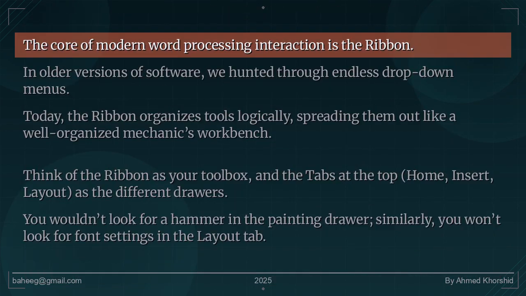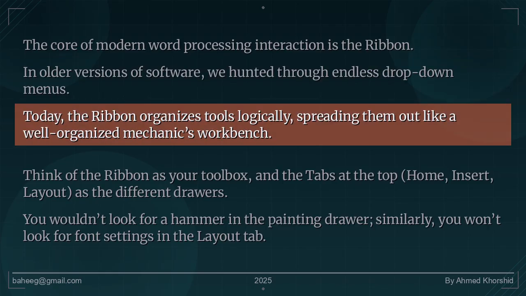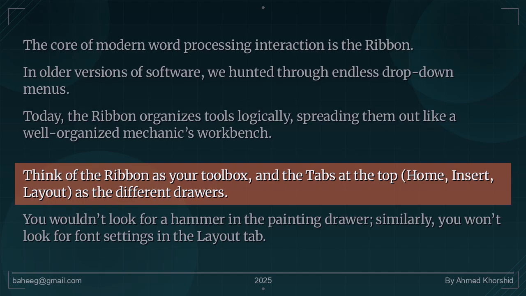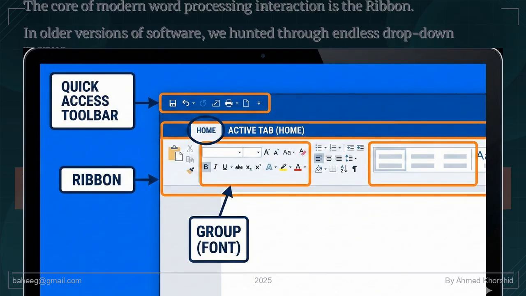The core of modern word processing interaction is the ribbon. In older versions of software, we hunted through endless drop-down menus. Today, the ribbon organizes tools logically, spreading them out like a well-organized mechanic's workbench. Think of the ribbon as your toolbox, and the tabs at the top, Home, Insert, Layout, as the different drawers. You wouldn't look for a hammer in the painting drawer. Similarly, you won't look for font settings in the Layout tab.